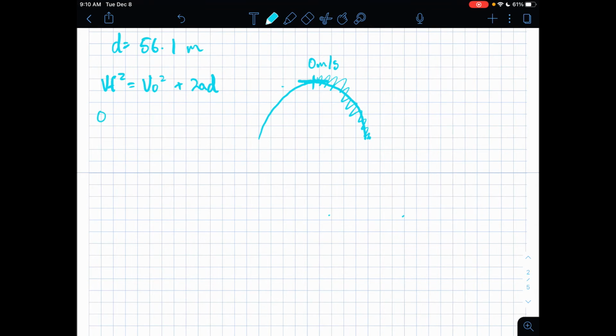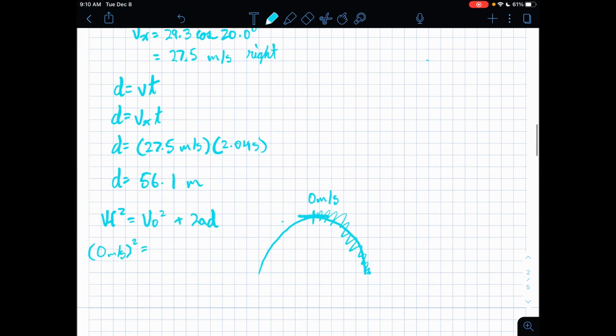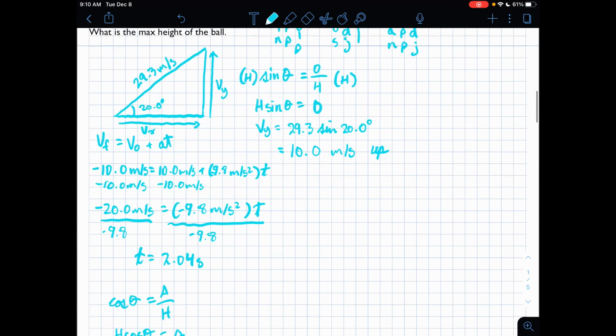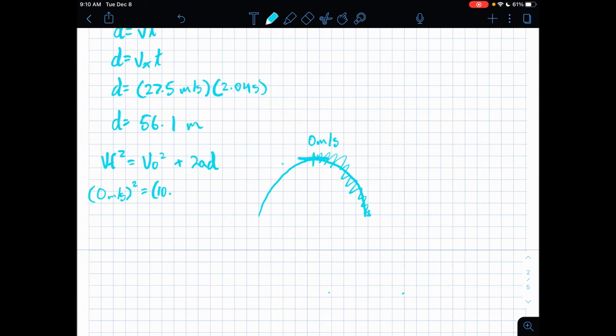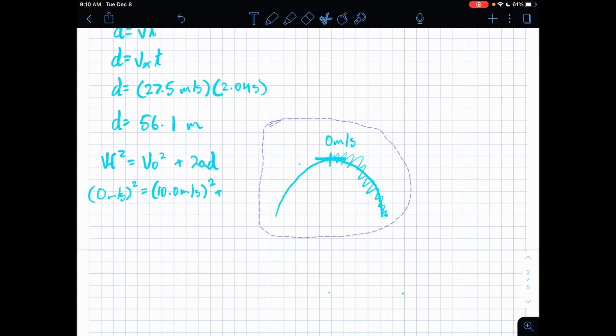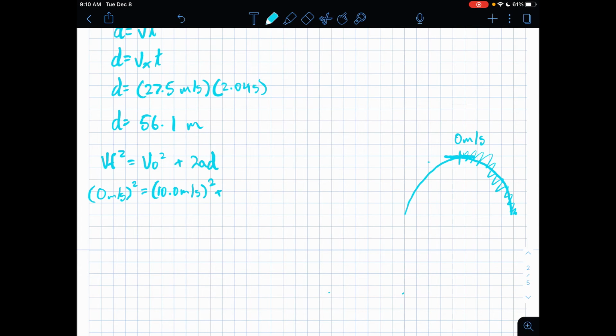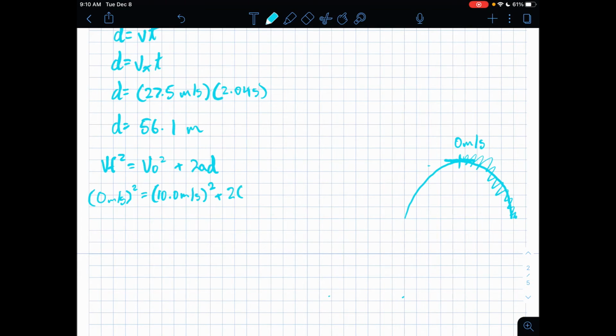So we know that that is basically just 0 meters per second squared is equal to, what was our initial velocity again? Vertical, 10 meters up. 10.0 meters per second squared plus 2 times negative 9.8 meters per second squared times d. Once again, you're trying to find d, so you're going to have to isolate it.